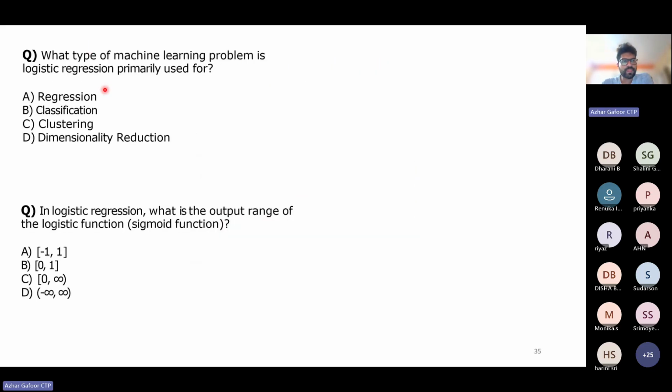So what type of machine learning problem is logistic regression primarily used for? B. Yeah, B. So now you have just seen the problem, so you can easily answer. Always remember, even though there is a regression in logistic regression, it is always a classification. It is used for classification. So in logistic regression, what is the output range of the logistic function or the sigmoid function? B. Yeah.